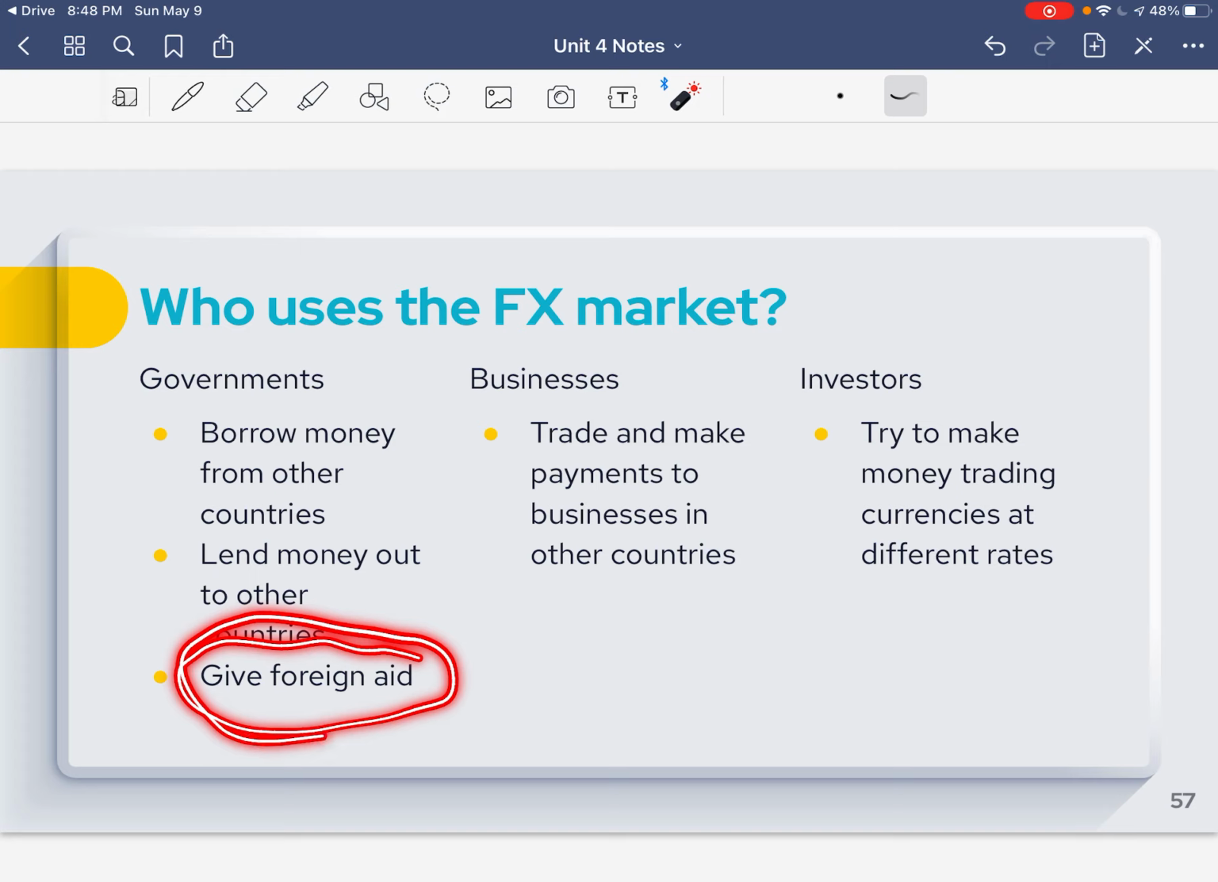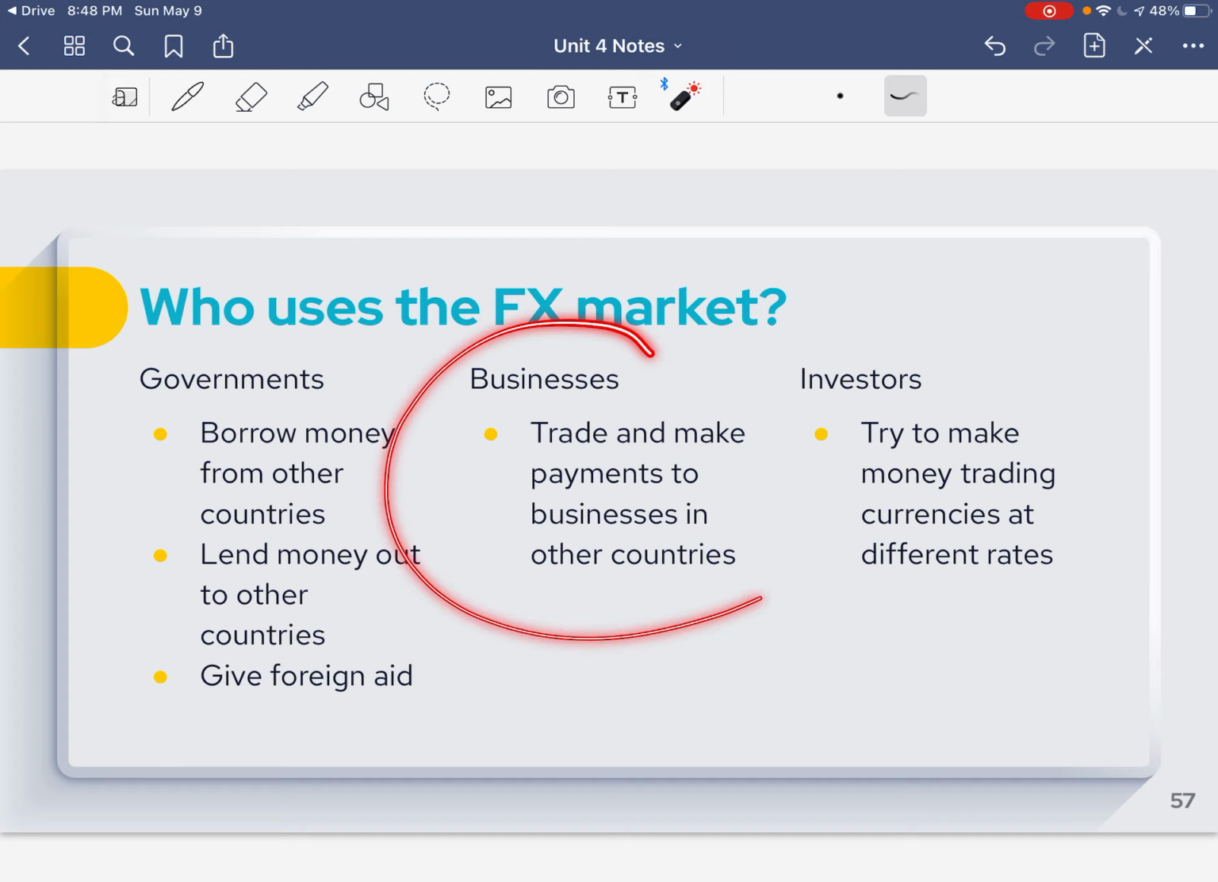So like if there's a natural disaster, like there were huge tsunamis in India and Thailand about 10 years ago, when the U.S. sends foreign aid, they're not going to send it in U.S. dollars. That doesn't make sense. They send it in the Indian rupee or the currency that country needs, okay? Businesses also use the foreign exchange market to trade. So when we talk about trade and imports and exports, it's not always the government. For the most part, it's just individual businesses doing business globally. So those individual businesses need access to foreign currency in order to trade and make payments to businesses in other countries.